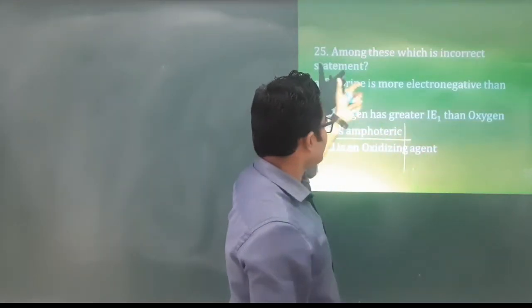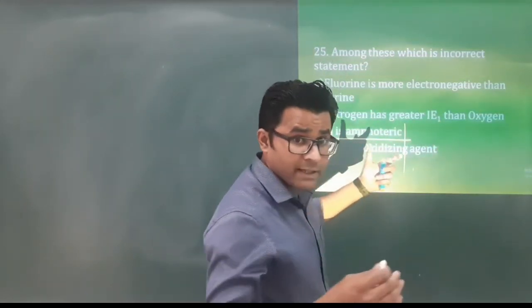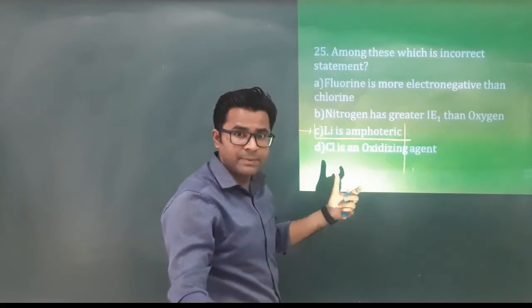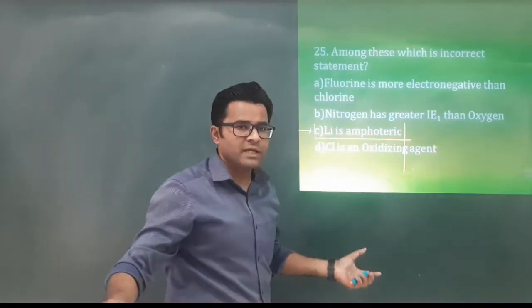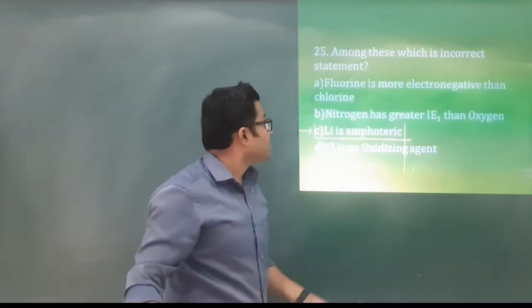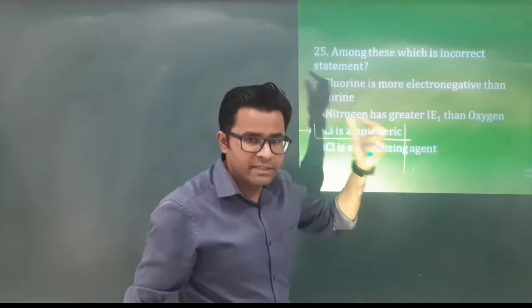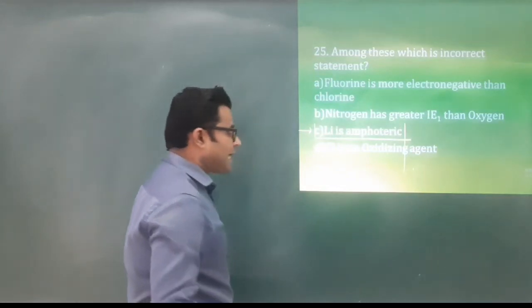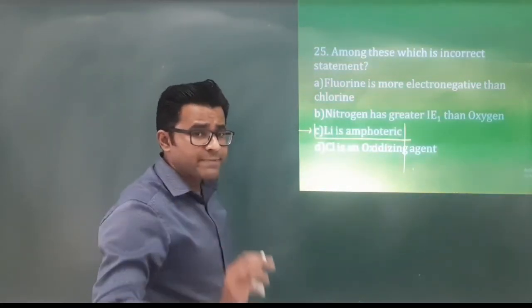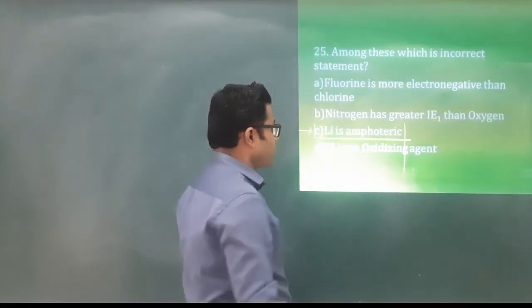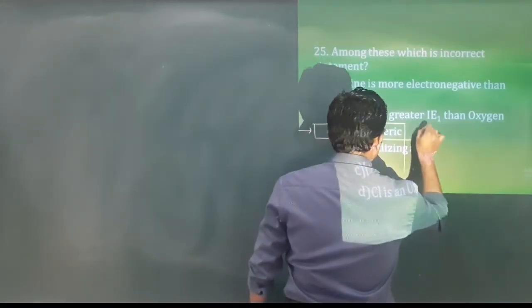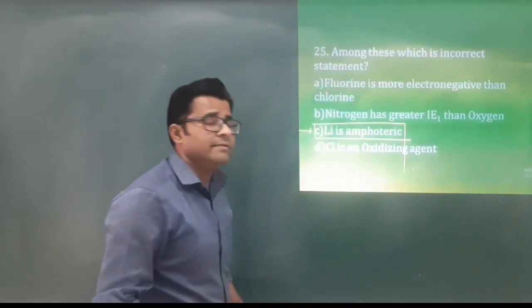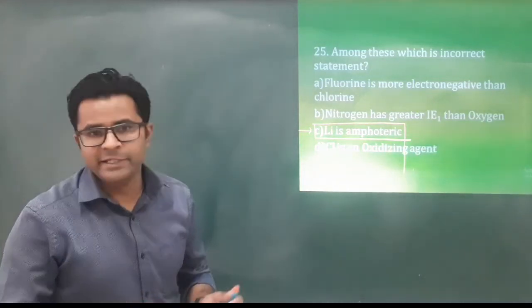So therefore, we cannot expect this particular answer there. Of course, fluorine is more electronegative than chlorine. Perfectly correct if we go through a periodic table, the variations of the electronegativities hold good. Nitrogen, of course, has a greater first ionization enthalpy than oxygen. Chlorine actually is an oxidizing agent with respect to electrons. So therefore, what remains is lithium, that is amphoteric in nature.